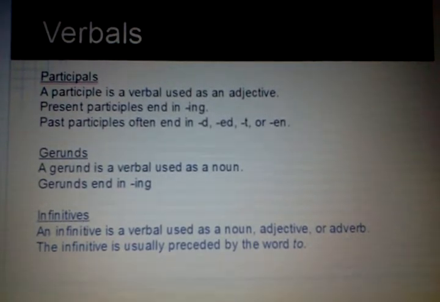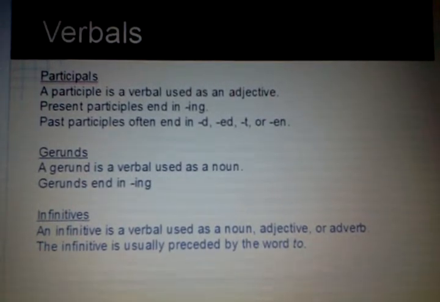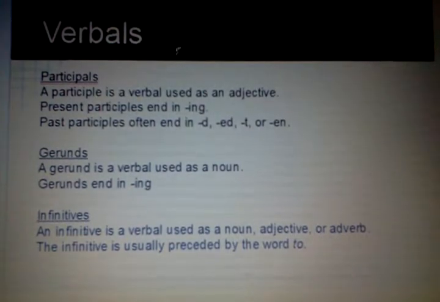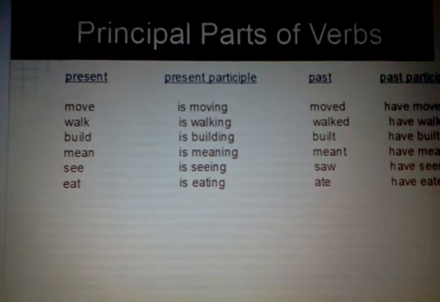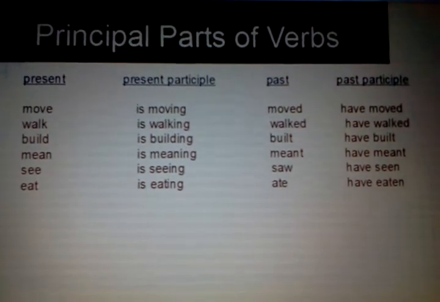Participles. A participle ends in ing or it ends in d, ed, t, or en. And I'll explain that in a minute. Gerunds are always going to end in ing, and infinitives are always going to be a verb with the word to before it. So back to participles. Why are participles always going to end in ing or d, ed, t, or en? Well, because they are, as their name suggests, participles.